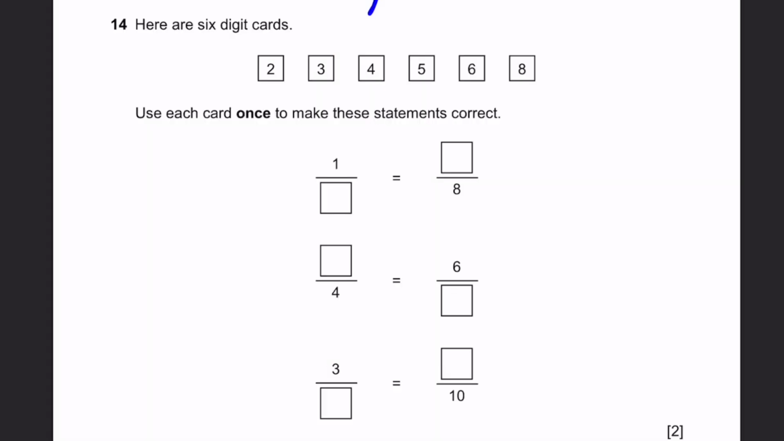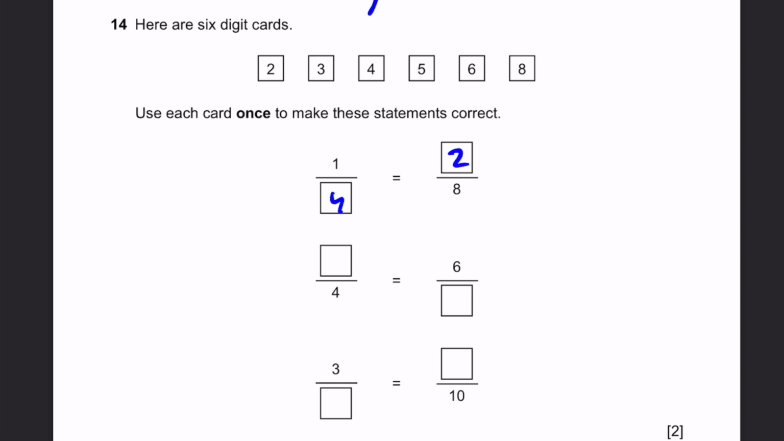Question 14. Here's 6 digit cards. 2, 3, 4, 5, 6, 8. Use each card once to complete these statements. So 1 by dash equals dash by 8. So there are two different answers. There's 1 by 2 equals 4 by 8, or 1 by 4 equals 2 by 8.